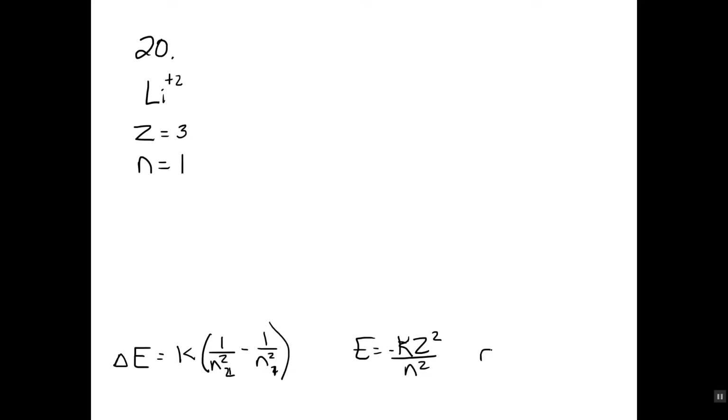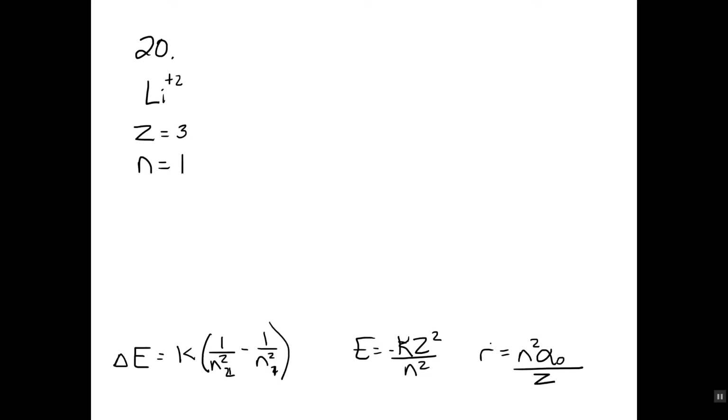Now, there's really only 3 formulas you need to keep track of, and I'm going to write these down here. You have the change in energy is going to be equal to k times 1 over n squared 1 minus 1 over n squared 2, something like that, or 2, 1. I forget which it is off the top of my head. But that basic formula, and then you have E is equal to negative k Z squared over n squared, and then you're going to have the Bohr radius. r is equal to n squared, and then you have the Bohr radius constant, which is alpha naught over Z.